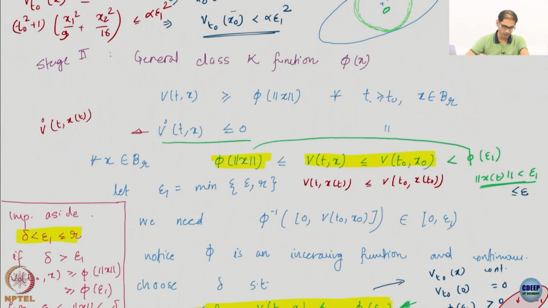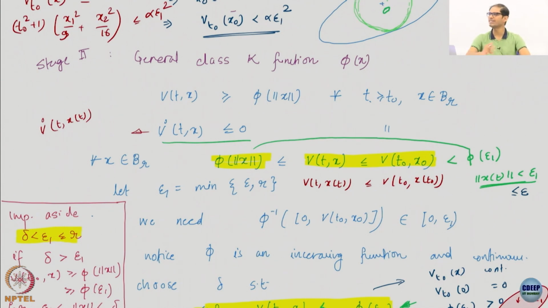Now remember, these functions phi have beautiful properties. They are 0 at 0, they are continuous, they are strictly increasing, they are monotonic. Therefore, if you have phi of norm of x to be less than phi epsilon 1, which is what you do, then norm x has to be less than epsilon 1. I hope this is evident to you. 0 at 0, monotone increasing function. So if the function value is less than phi epsilon 1, then the argument has to be less than epsilon 1. There is no two ways about it. So this is a rather neat result.